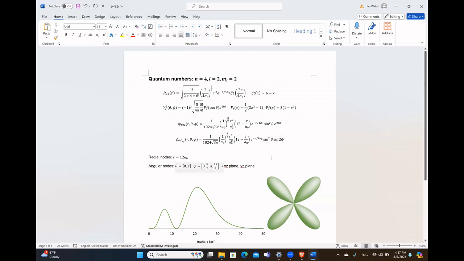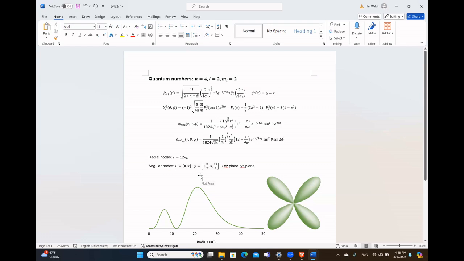And so when theta is 0 or pi, the function will be 0. That will be a node. And sine of 2 phi is going to be 0, again, when 2 phi is 0 or pi or 2 pi, right? So that's going to be 0, pi over 2, pi, and 3 pi over 2.